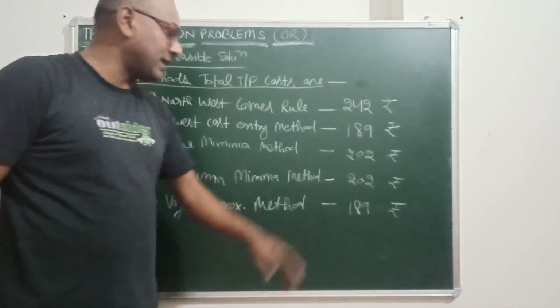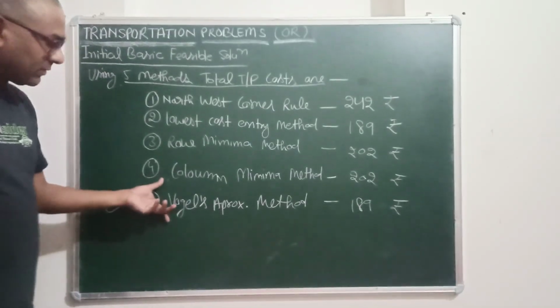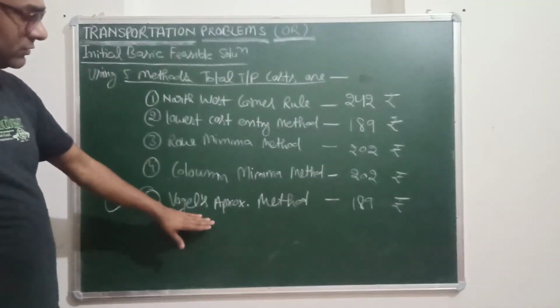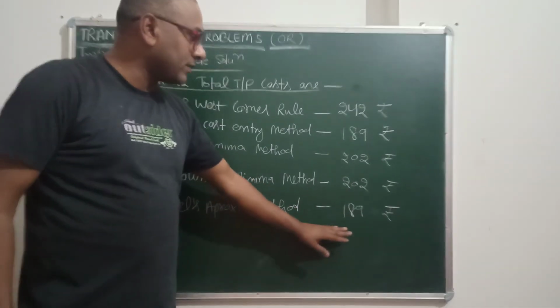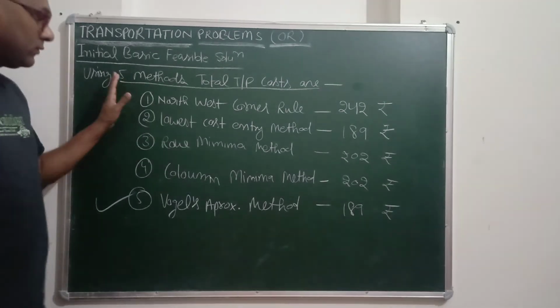Okay, so in the next lecture we will study the optimization of the cost received using any of the methods. So we will use the UV or modified distribution method for optimization of these costs.